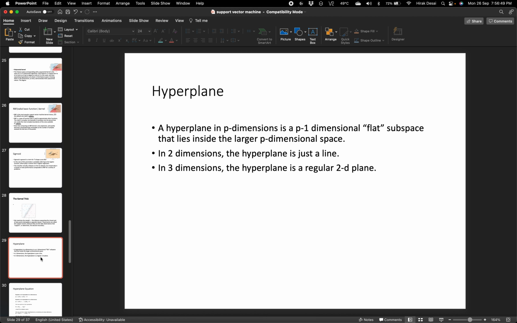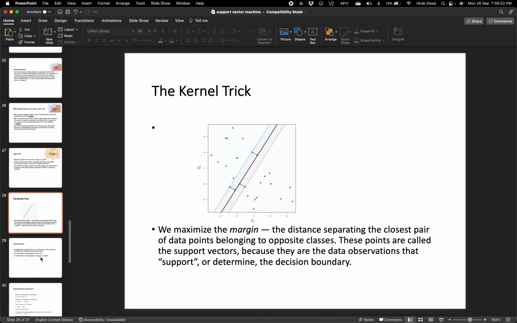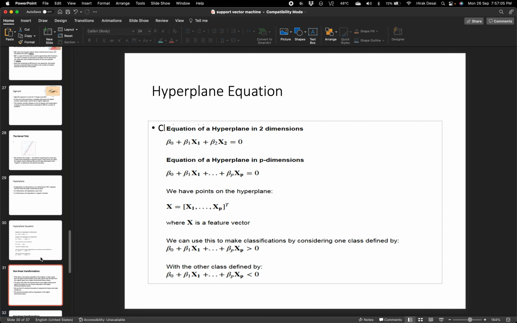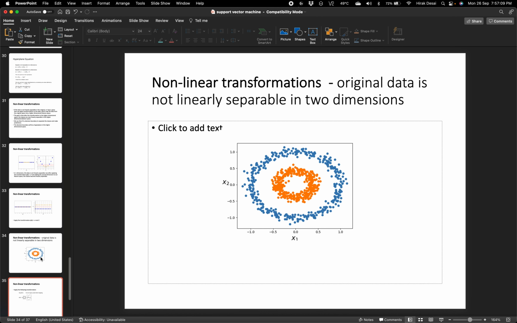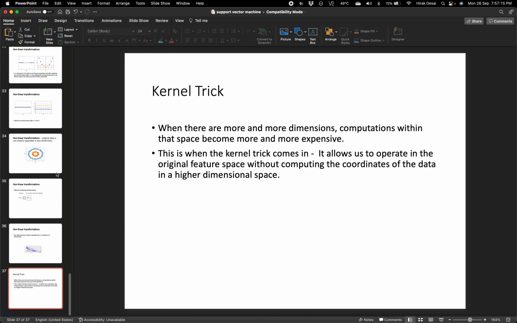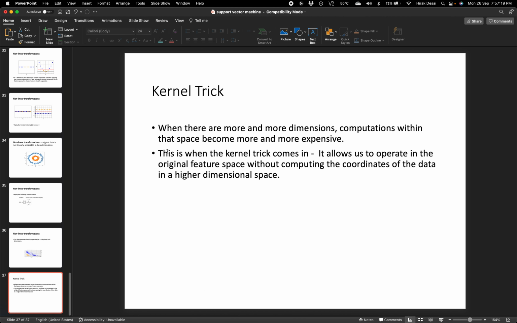The kernel trick, hyperplane. What was the kernel trick here? The same distance one. The hyperplane we have already read. The equation of the hyperplane, non-linear transformations. This is more of the same thing. Kernel trick. Now this kernel trick is interesting, the last one. That is, it allows us to operate. This is when there is more dimension, more expensive. So there's a kernel trick that allows us to use the original feature space without computing the coordinates of the data in a higher dimensional space and still create a hyperplane. That is, we're done with support vector machines. Let's go.